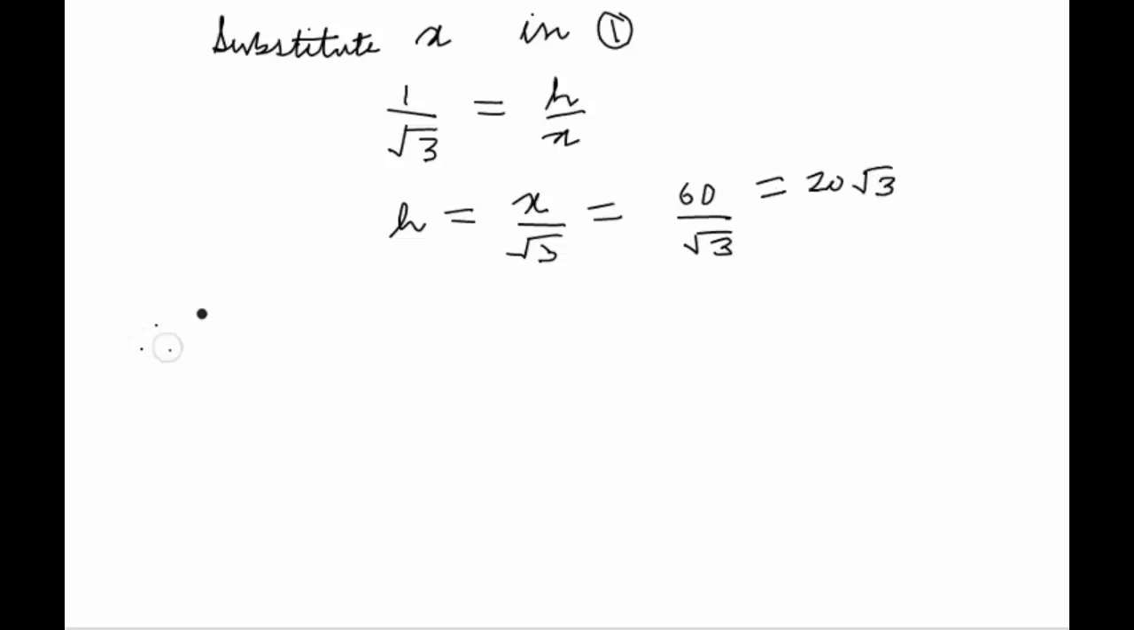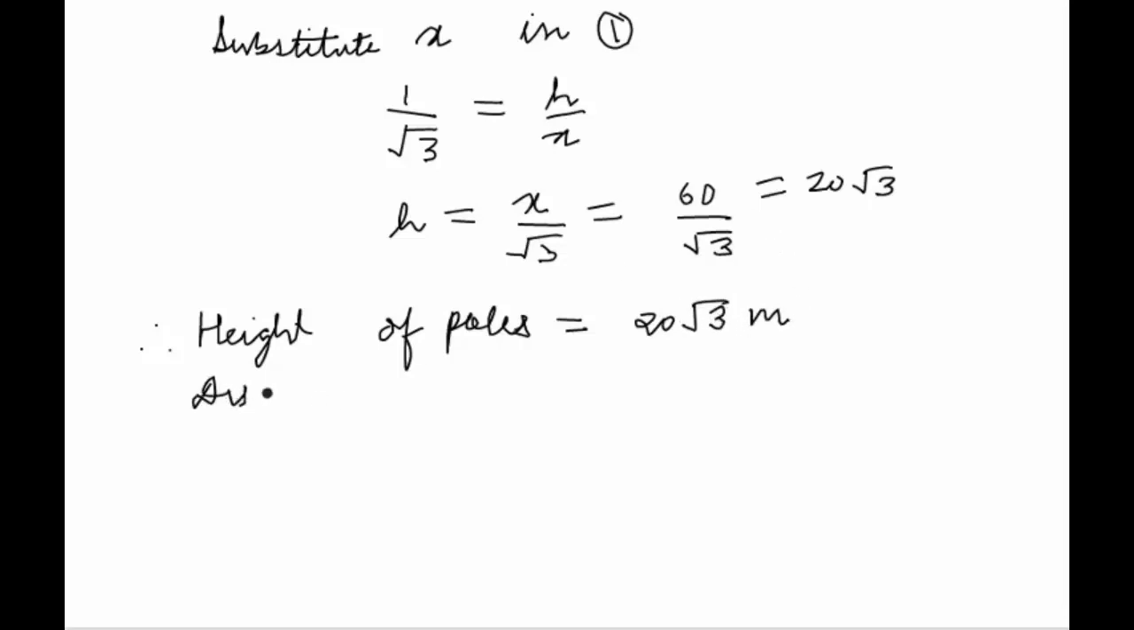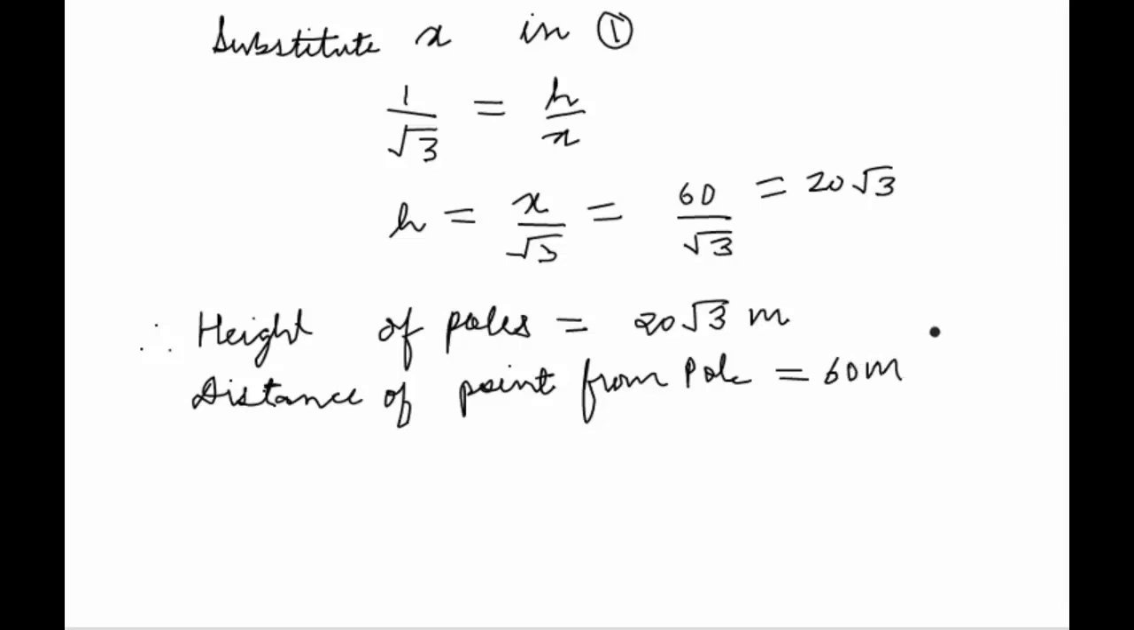Therefore, the height of each of the poles, which was equal to h, is equal to 20 root 3 meters, and the distance of that point P from one pole was x, and from the other pole it was 80 minus x, so it would be 60 meters and 20 meters. This is the solution to our problem.